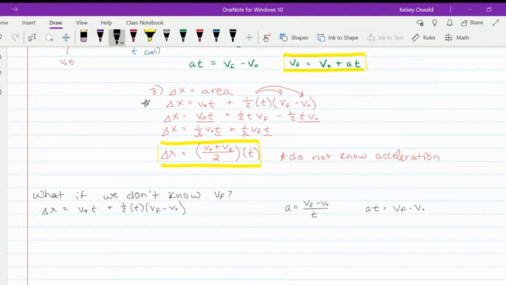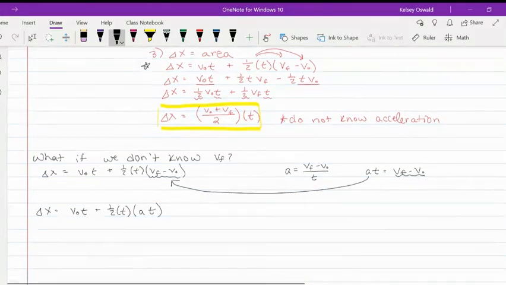Okay. We can see we have a VF minus VO here and a final velocity minus initial velocity there. So since we know acceleration times time is the same thing as final velocity minus initial velocity, we can substitute in acceleration times time into this equation. So we get delta x is equal to initial velocity times time plus 1/2 times time times acceleration times time.